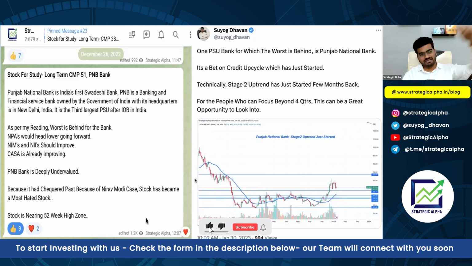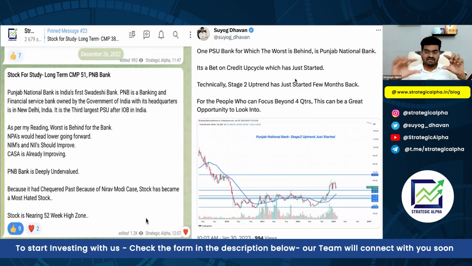So I booked profit from other stocks, and this was the time to bet on PNB Bank. It was not falling compared to other stocks, which was spotted on ratio charts. It was trading at 51 rupees. Today, if you look at today's price, it is trading at 61 rupees. One PSU bank whose worst is behind is Punjab National Bank. It is a bet on the credit upcycle, which has just started.